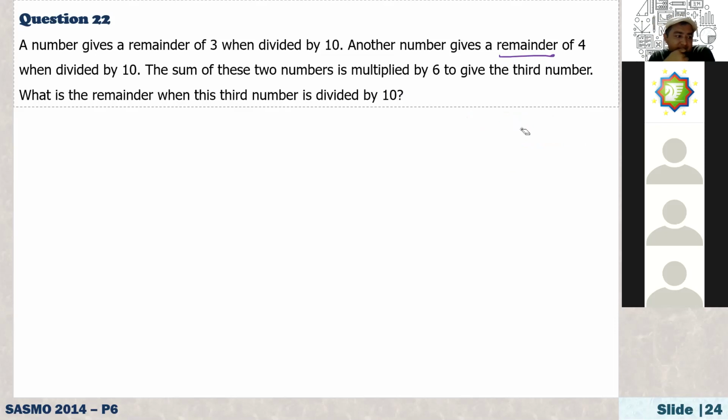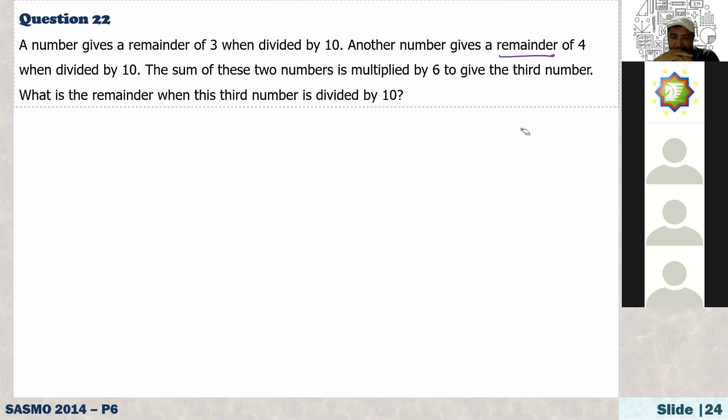The sum of these two numbers is multiplied by 6 to give the third number. What is the remainder when this third number is divided by 10? Can you answer? Yes, tell me how you did this.